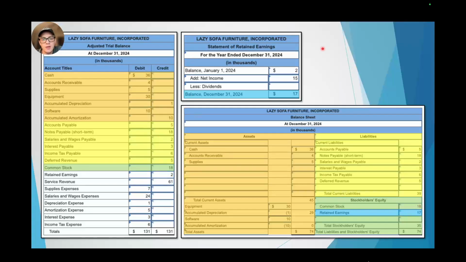Like I said, we'll come and view our statement of retained earnings and see that our new retained earnings balance is $17, so that flows through here. We get our total stockholders' equity for 35, and then we get our total liabilities and stockholders' equity. So we add this 74 with this, we add the 35 with the 39. That gives us 74. How do we check our work? Well, 74 equals 74. Did a good job.